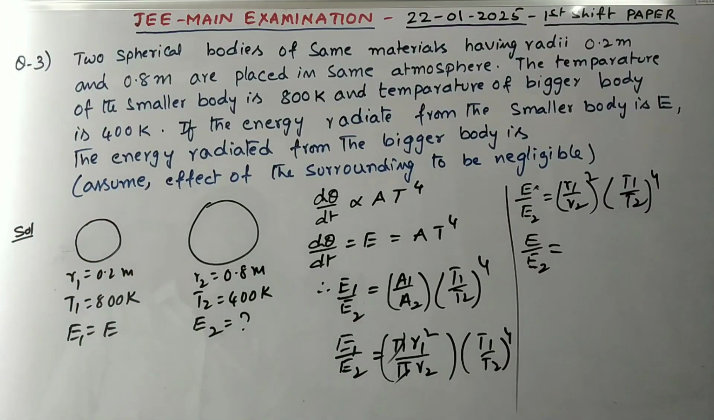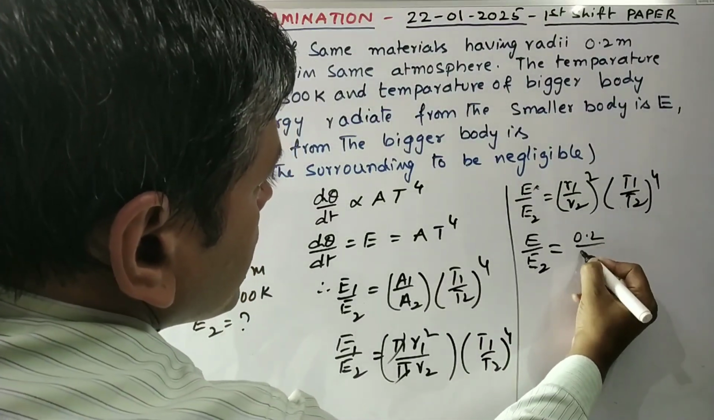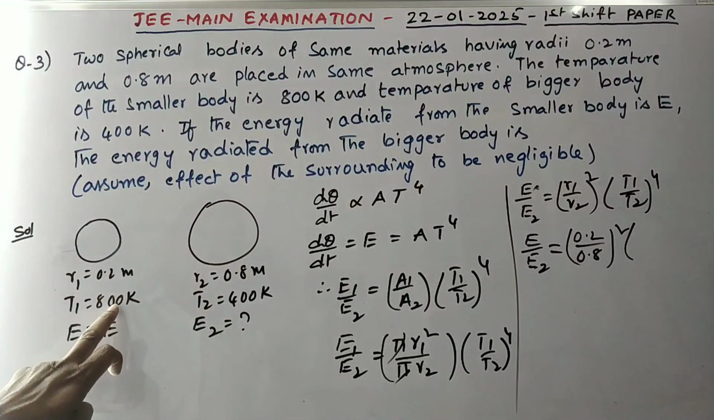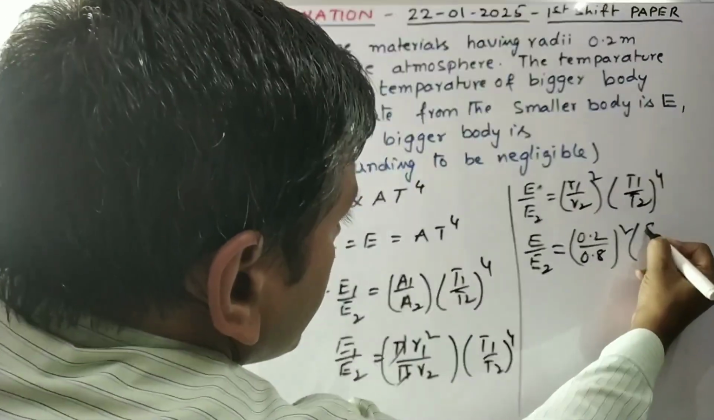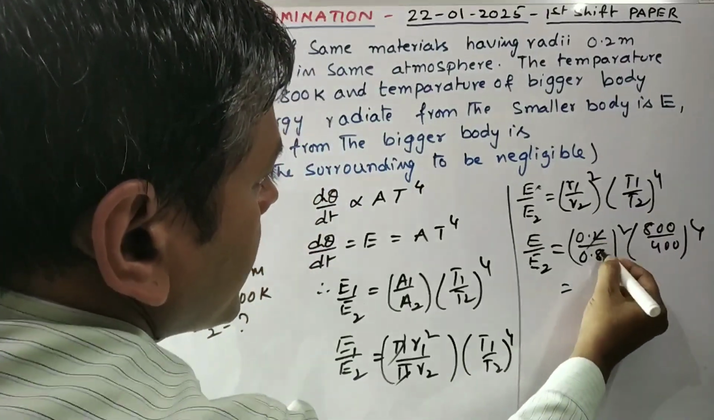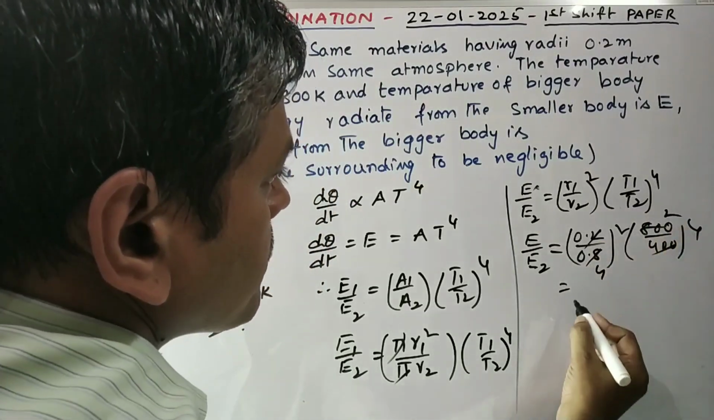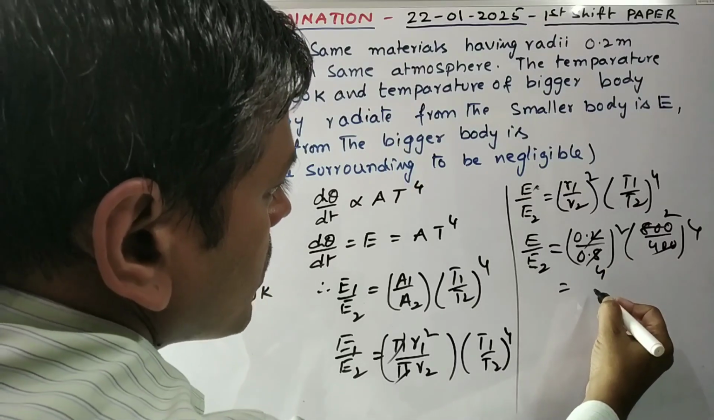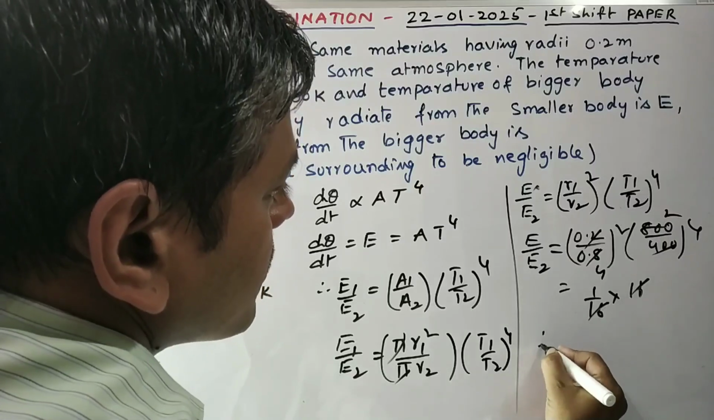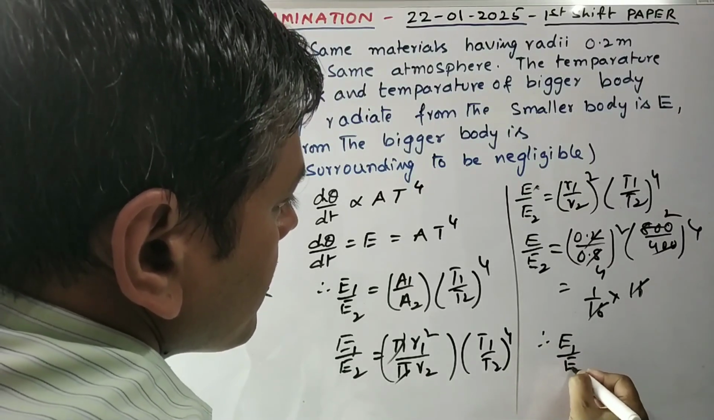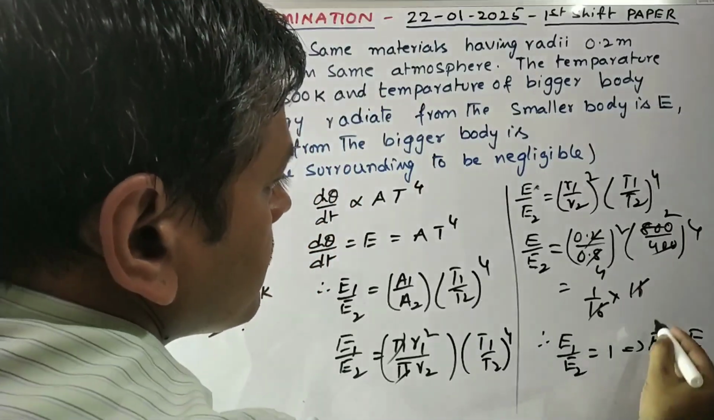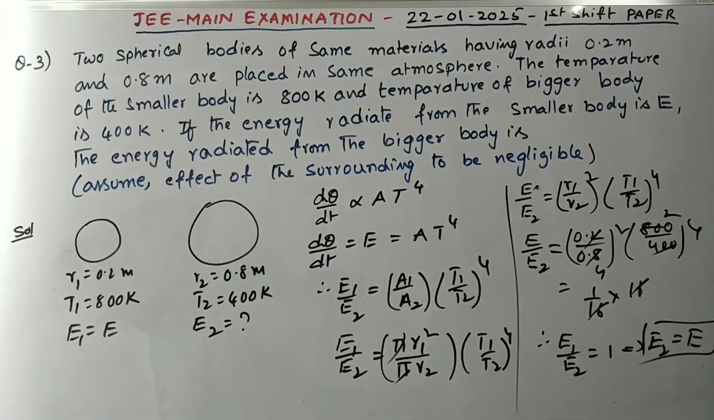Therefore, E1 by E2 is equal to R1, that is of the first body, 0.2, by the second body, 0.8, whole square, into T1, the temperature of the smaller body, 800 Kelvin, by 400, to the power 4. It may be written as 1 by 4 whole square, that means 1 by 16, into 2 to the power 4, which is 16. Cancel. Therefore, E1 by E2 is equal to 1. That implies E2 is equal to E1 only. That's it. Okay? Right.